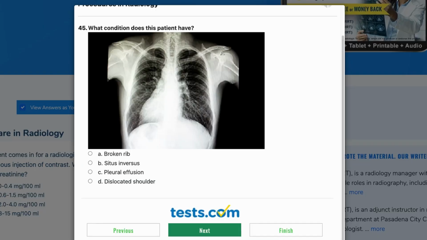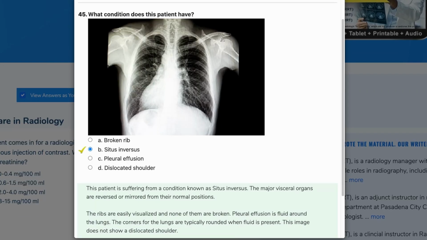Question 45. What condition does this patient have? A. Broken rib. B. Situs inversus. C. Pleural effusion. D. Dislocated shoulder. B. Situs inversus. This patient is suffering from a condition known as situs inversus. The major visceral organs are reversed or mirrored from their normal positions.